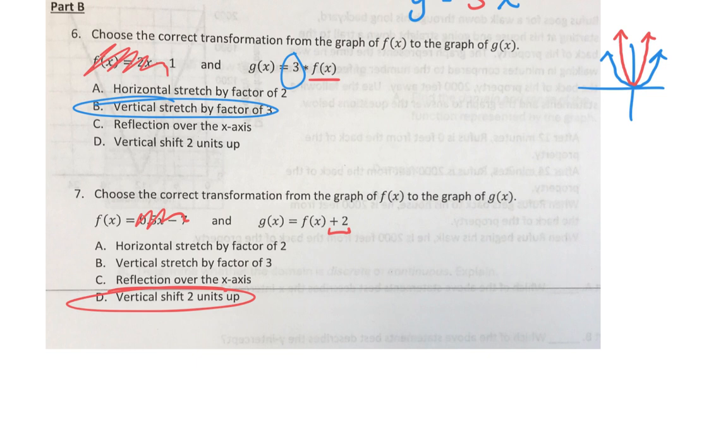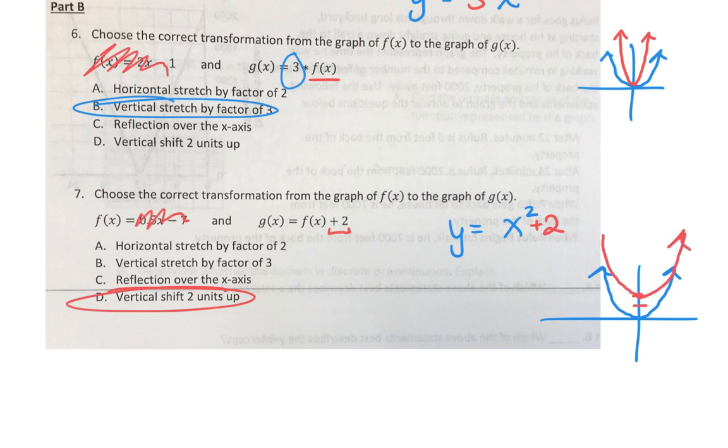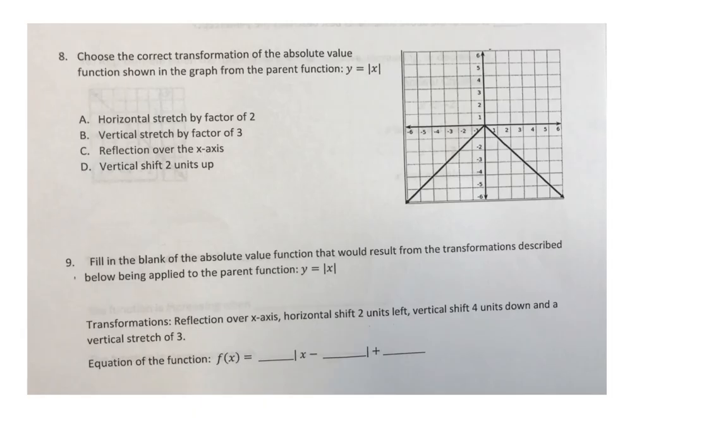Another example, y equals x squared, would look like that. But if I tag a plus 2 on the end, y equals x squared plus 2, it would take the same exact graph and just move it 2 units higher. It just raises it up 2 units. It's called a vertical shift up 2.